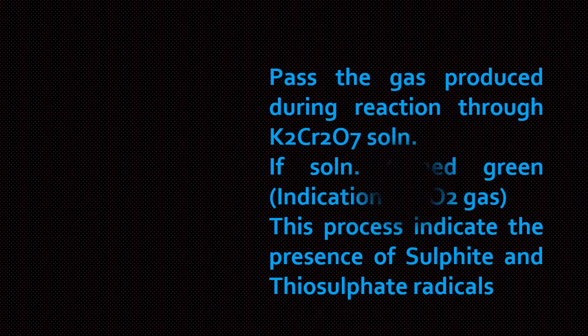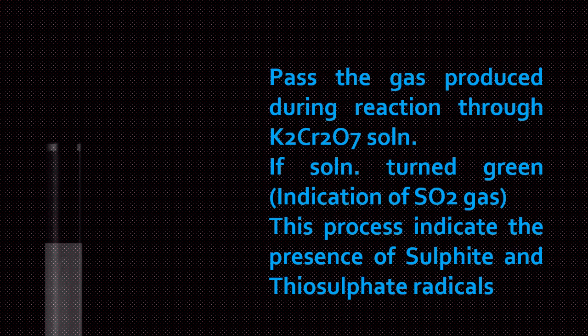So here is another experiment. Pass the gas produced during the reaction through K2Cr2O7 solution, potassium dichromate solution. If the solution turns green, it is an indication of SO2 gas, sulfur dioxide gas. This indicates the presence of sulfide and thiosulfate radical.